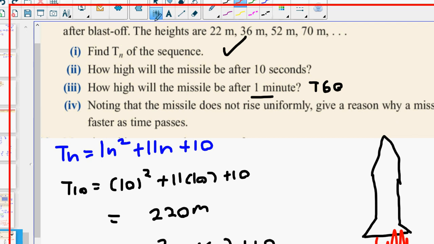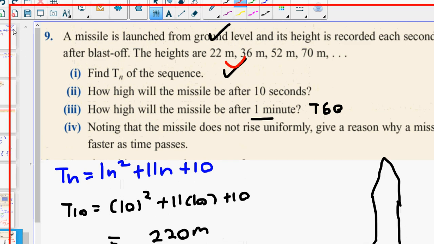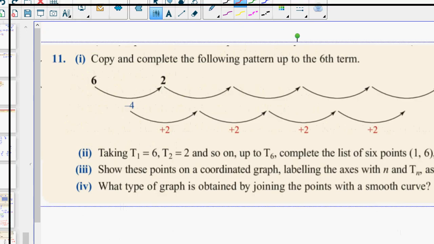So in between T1 and T2, it covered how much distance? It means it covers 14 meters in that second. In between T2 and T3, it covered 16. It's because the rocket is accelerating, that's why it's getting faster all the time. Does that make sense? So it's not covering the same distance all the time. It's lighter, so it can go faster again. Yeah, that makes sense.